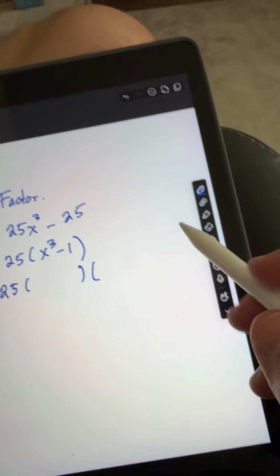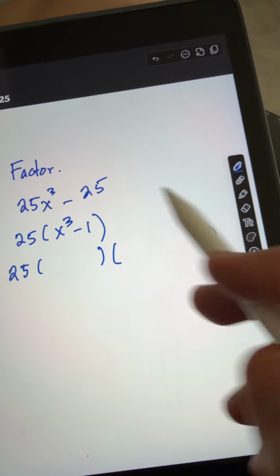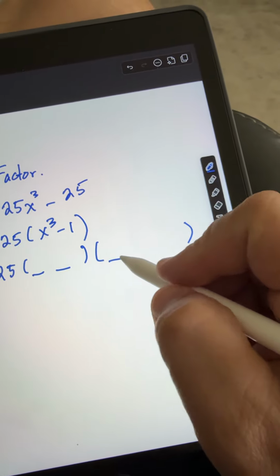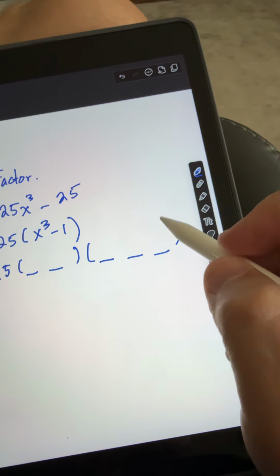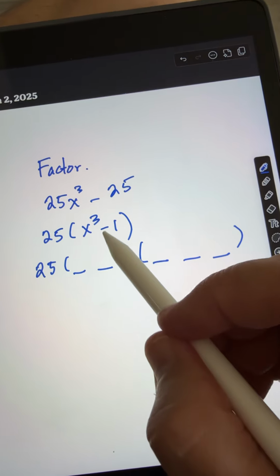And when you know that you have a difference of cubes, you want to have a short set of parentheses and a long set. The short set is going to have 2 blanks to fill in, and the longer set is going to have 3. Now this short set comes from here.